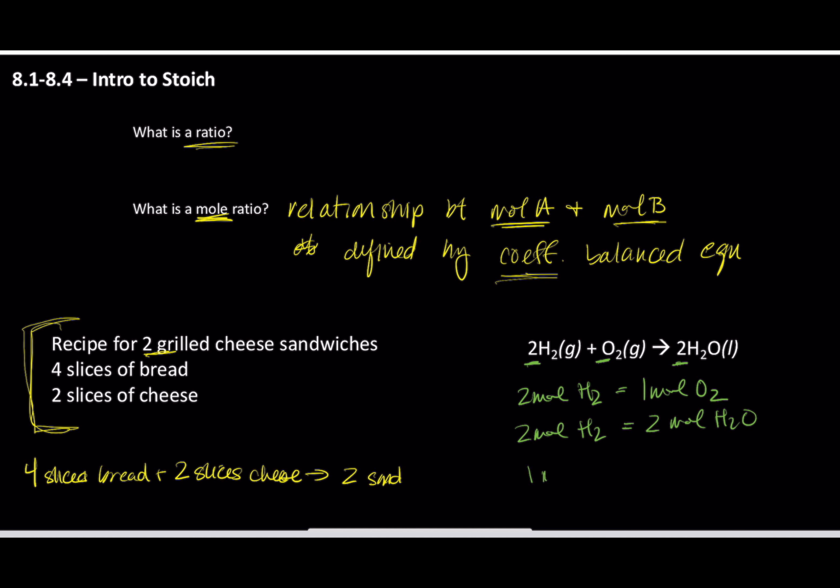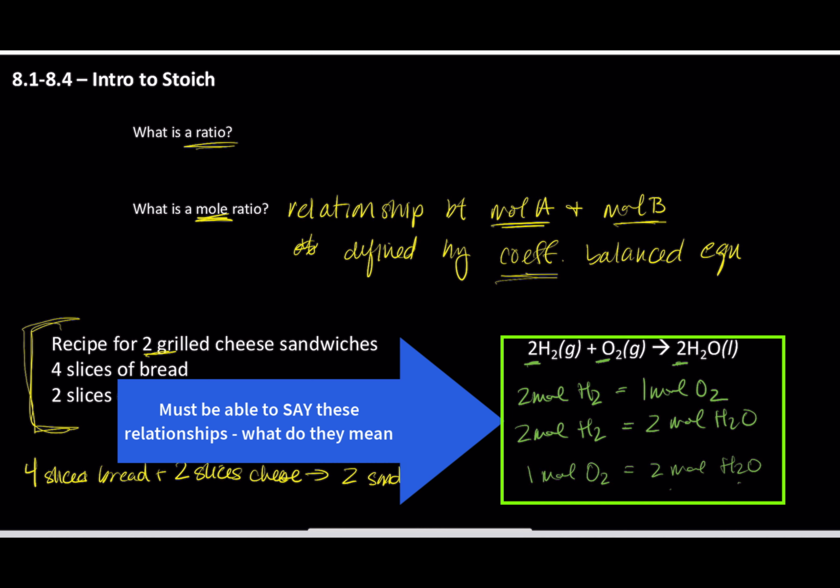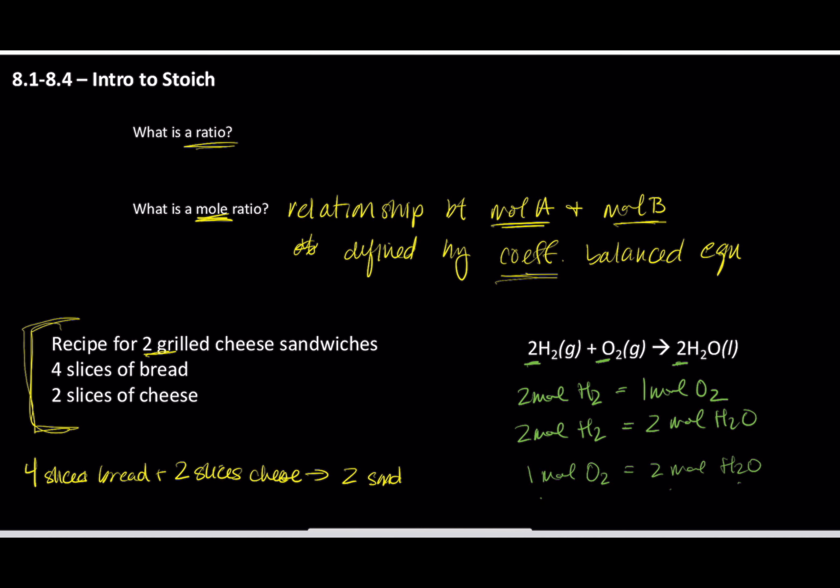I could also say that 1 mole of oxygen could produce 2 moles of water. These are all relationships that we can glean. I could even say them the other way. For example, 2 moles of water require 1 mole of oxygen. These are just relationships. It doesn't mean that I have 2 moles of hydrogen. It doesn't mean that I can make 2 moles of water. These are just relationships from the equations. Okay.